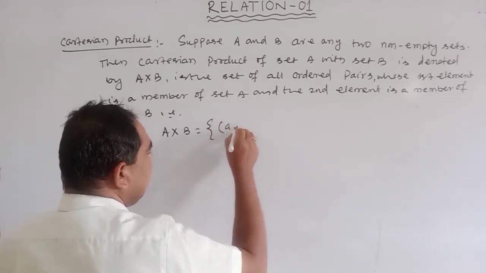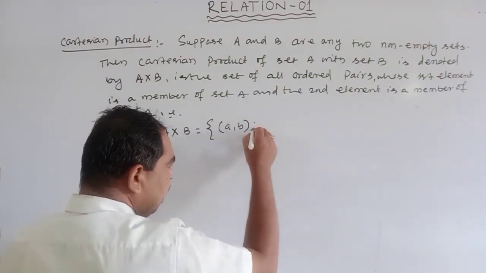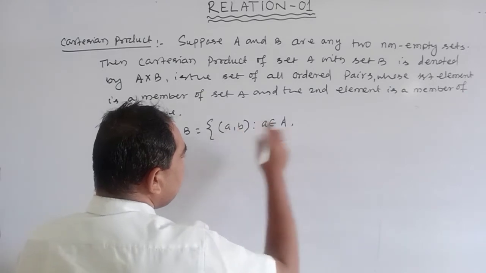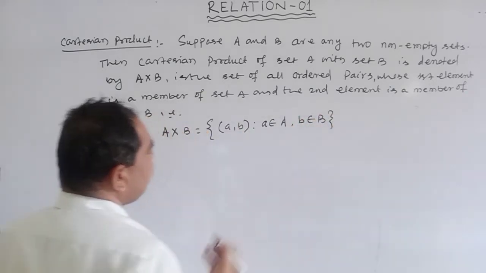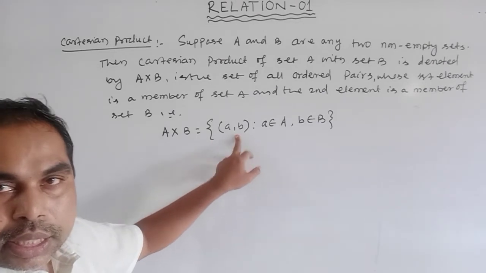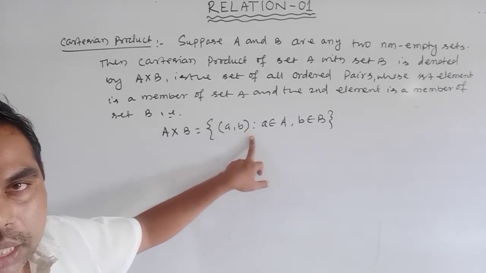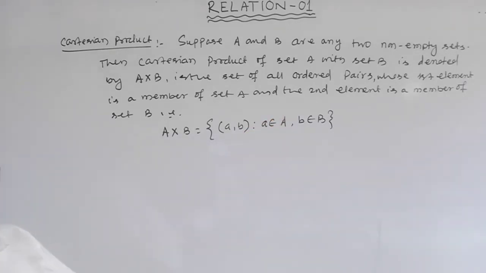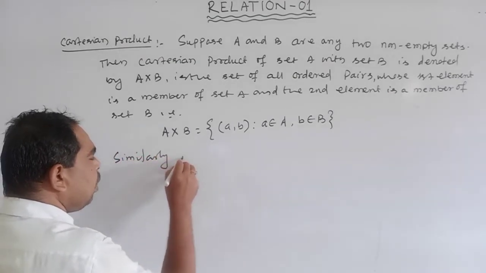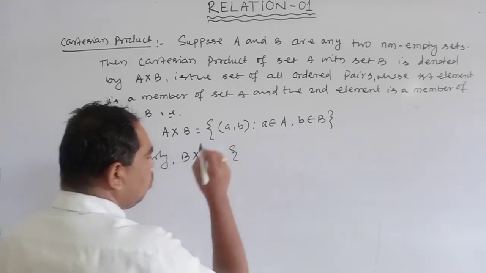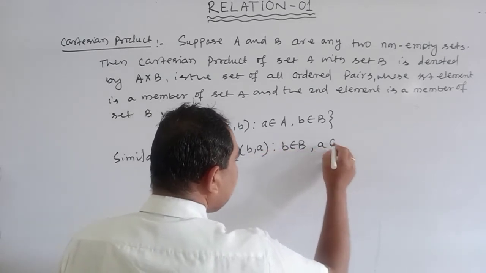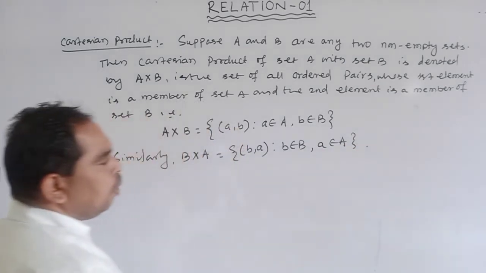Ordered pair (a, b) such that the first element a belongs to set A, comma, second element b belongs to set B. So A into B is equal to the set of ordered pairs (a, b) such that small a belongs to capital A and small b belongs to capital B. Similarly, B into A is equal to the ordered pairs (b, a) such that b belongs to set B, a belongs to set A.